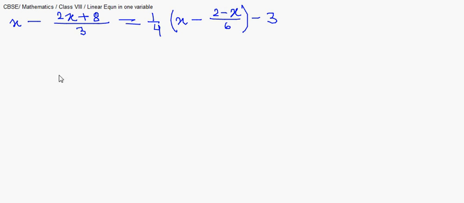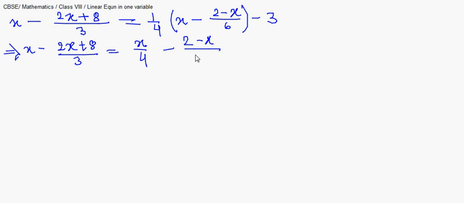Let us first remove the bracket in this step, the one on the right hand side. So I'm keeping the left hand side as it is, and we'll first remove the bracket. So 1 by 4 multiplied to x gives us x by 4, and then if we multiply 1 by 4 to 2 minus x by 6, that becomes minus 2 minus x by 24, and there was a minus before, so let it be as it is.